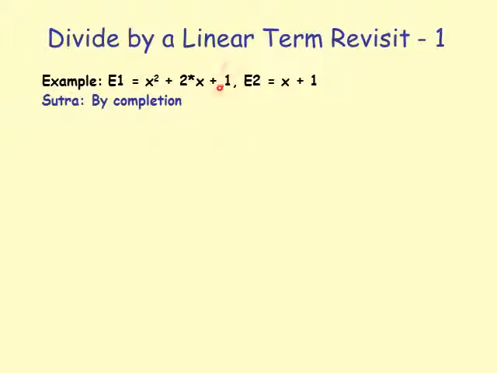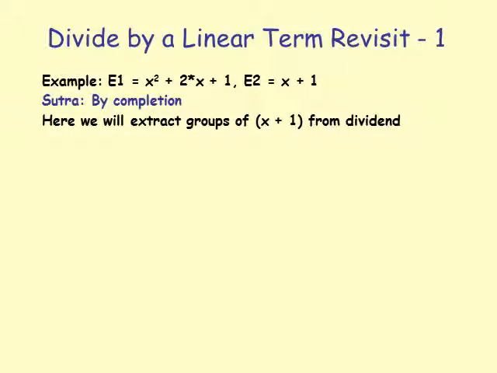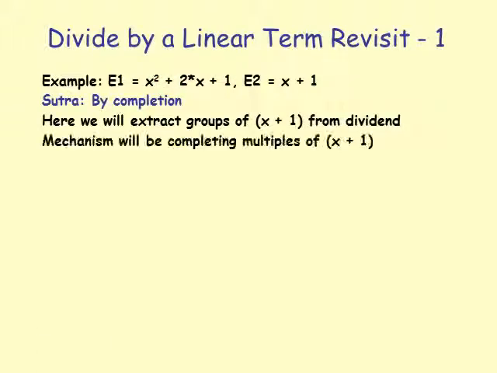From E1, we use sutra by completion. We complete groups of x plus 1 and subtract that out from E1. So we'll extract groups of x plus 1 from the dividend, which is x squared plus 2x plus 1. The mechanism will be completing multiples of x plus 1. We have x squared here. This is x times x, and I need x plus 1 times x to make a group of x plus 1.